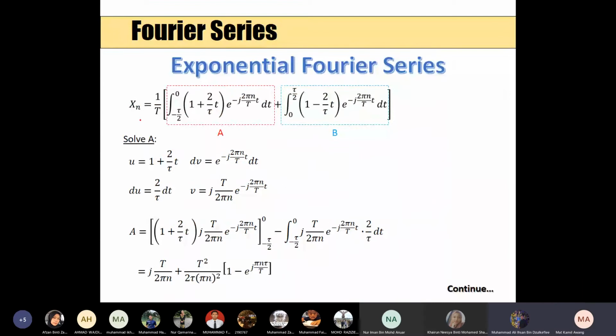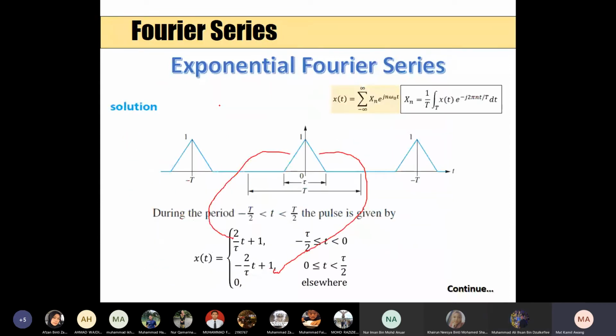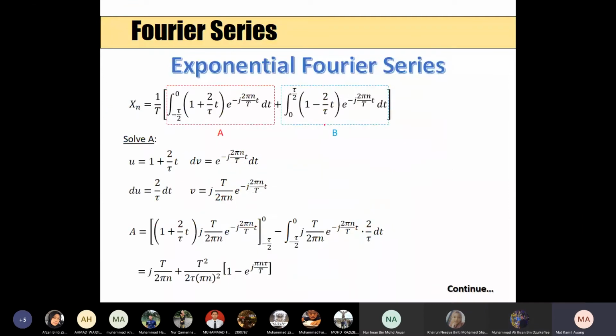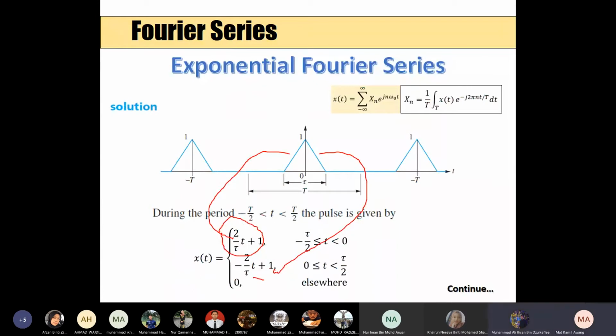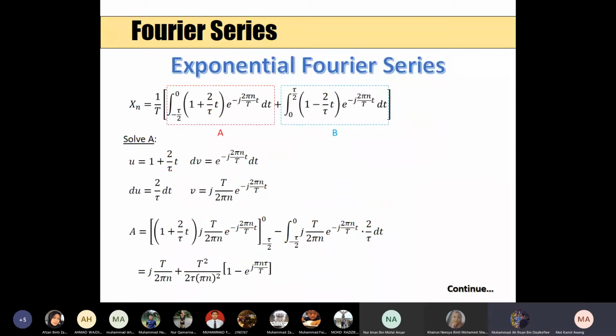So X of n is basically that you have 1 over T, integration of the negative side, which is from minus tau over 2 to 0, of 1 plus 2 over tau t, e to the minus j 2 pi n t over capital T, dt. So this part A is the integration of this part, and the integration of this part is this. Right? So you solve for this part. This is how you do it.